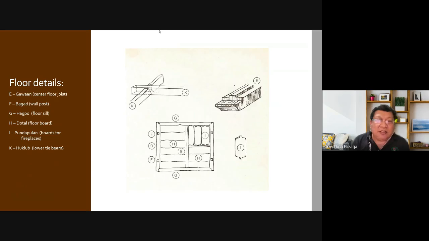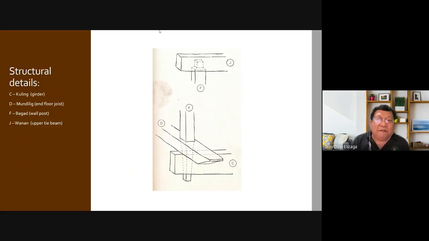Floor details. I will share the slides with you so that you can actually just study them if you want.